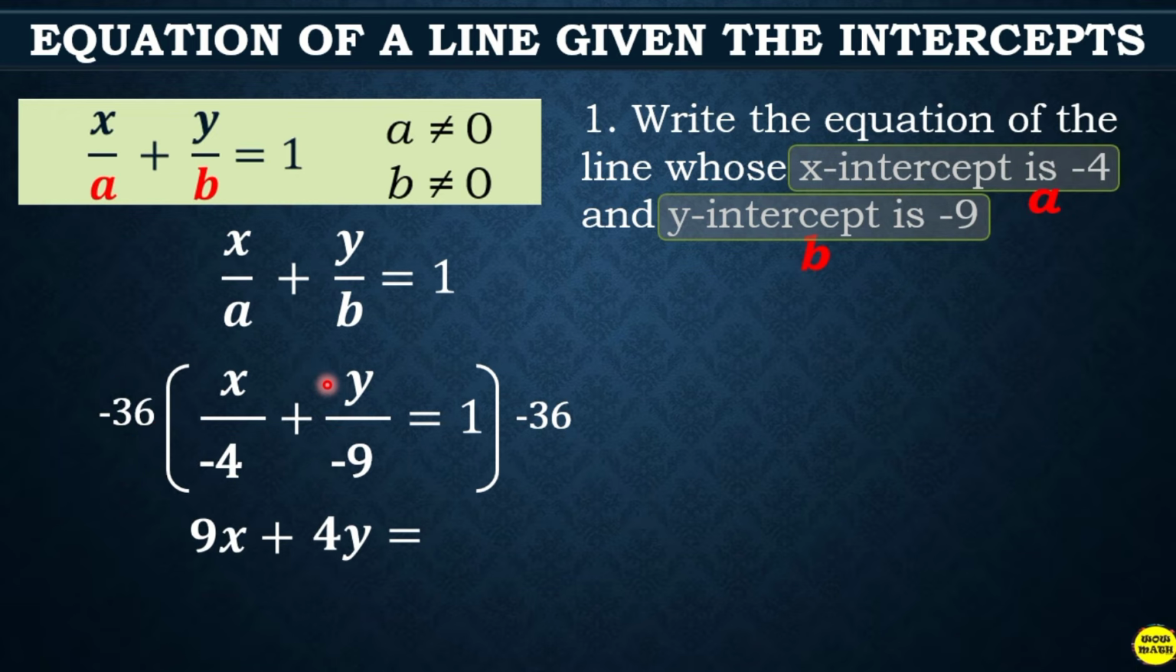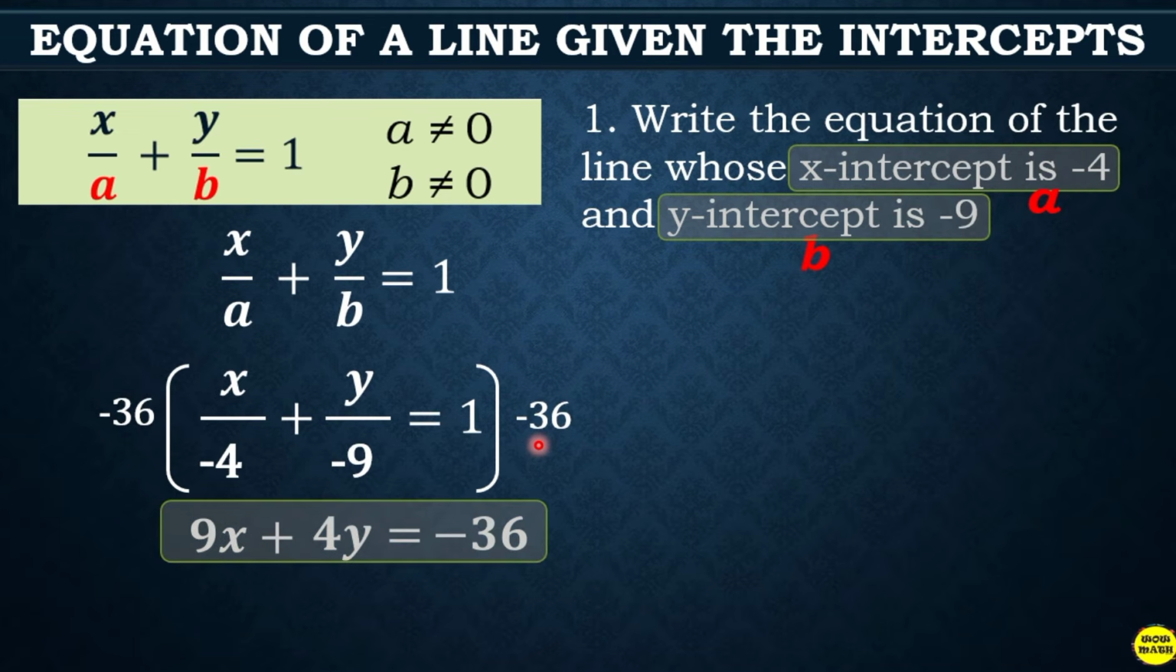Okay po. Now, this is 1 times negative 36. So, ito po ay negative 36. Okay. So, therefore, this is now the equation of the line in standard form.